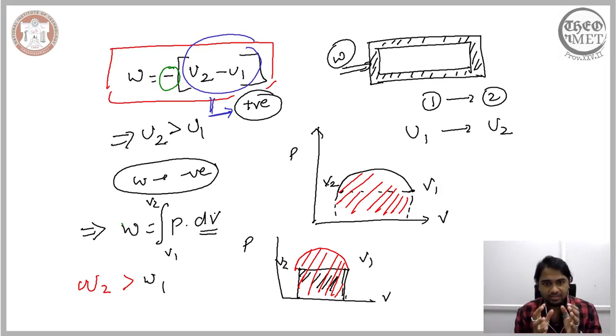So in that case, what we observe is that the path taken to change the state of the system distinguishes the work done on the system. When the path taken to change the state of the system is straightforward, that is straight from V1 to V2, then the work done, which is the area under the path, is in the form of a rectangle.